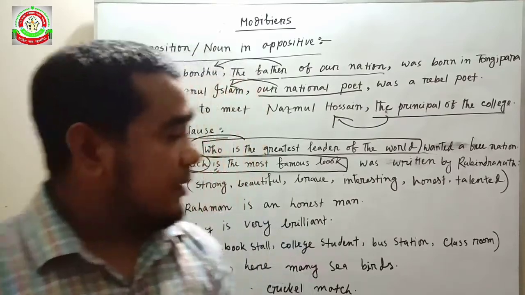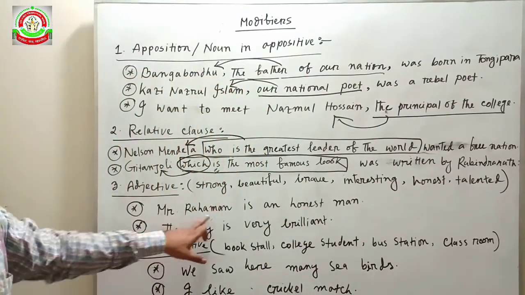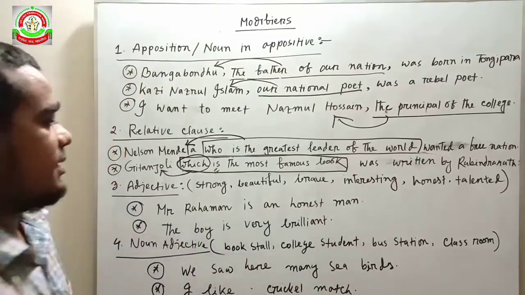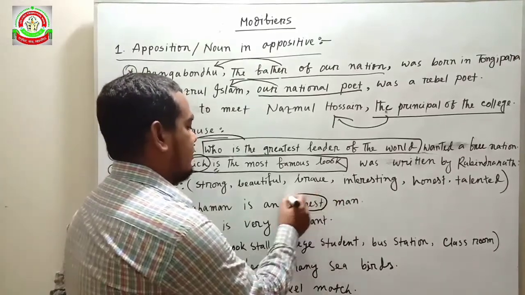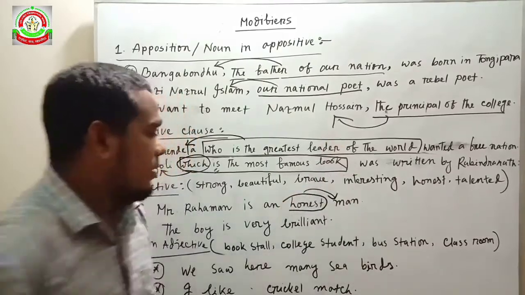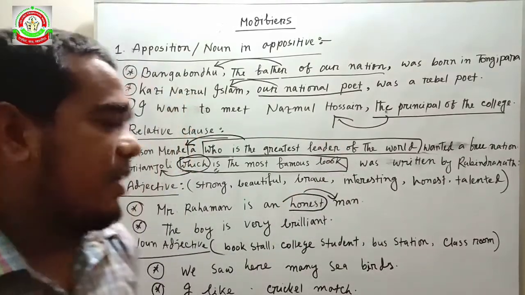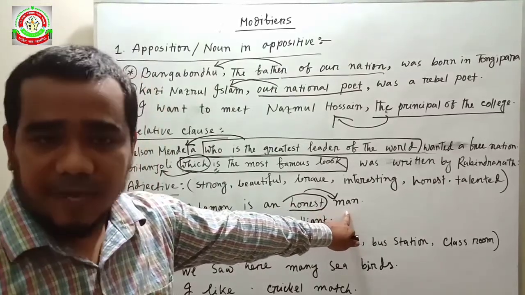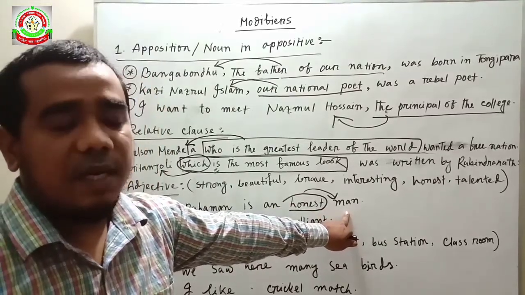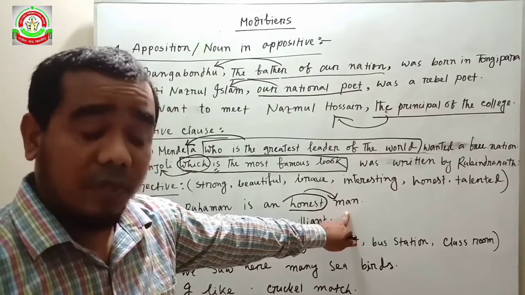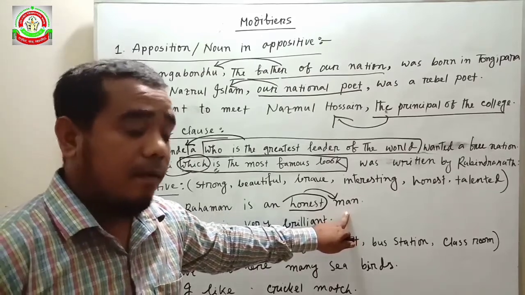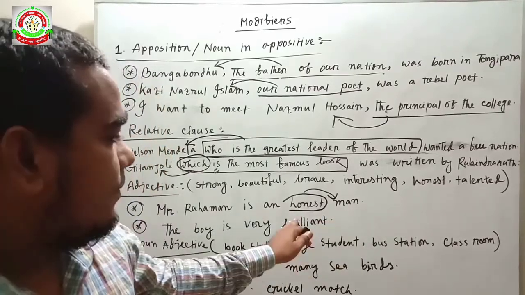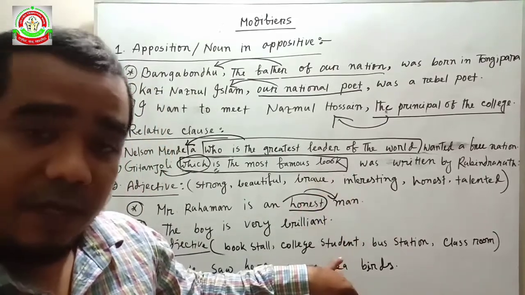Let's see in the sentences. Mr. Rahman is an honest man. In this sentence there is an adjective, honest. The word honest is an adjective that pre-modifies its next word, man. This is a noun. That means we are also able to know here that an adjective pre-modifies a noun.